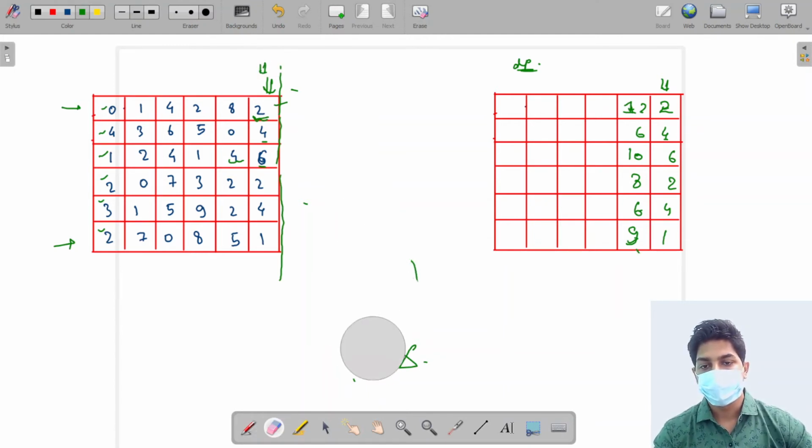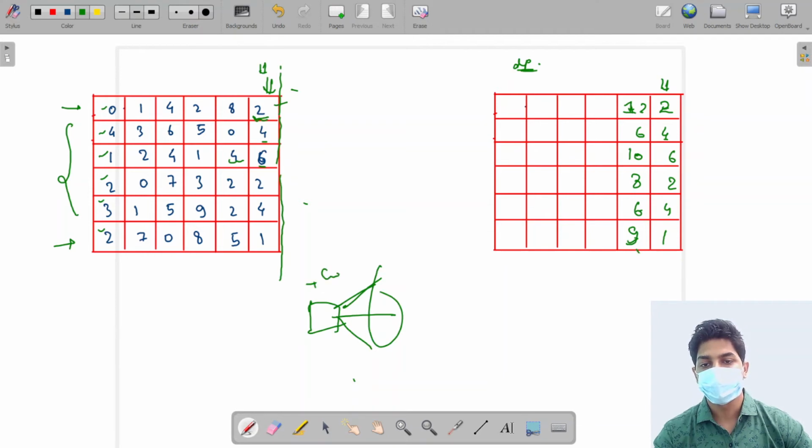Okay, and for the remaining cells we will consider answers from the upward, forward and downward directions, and then we will add the gold in our current i comma jth cell.